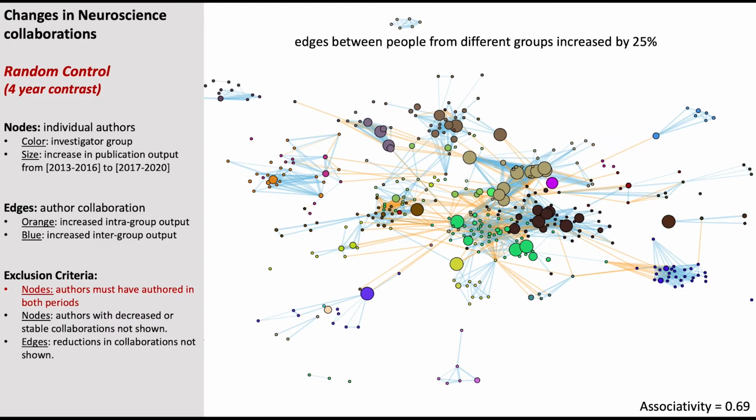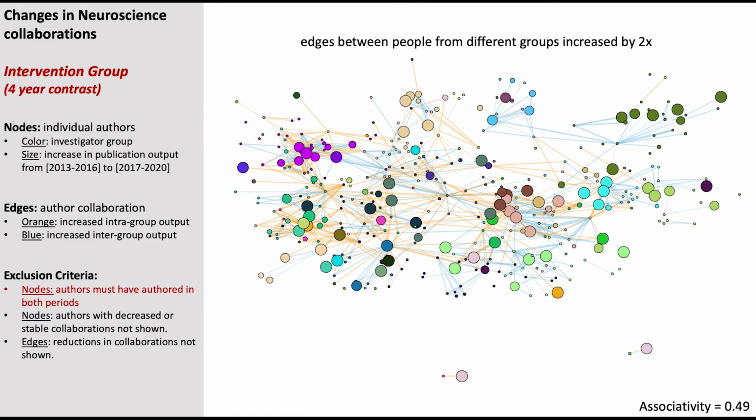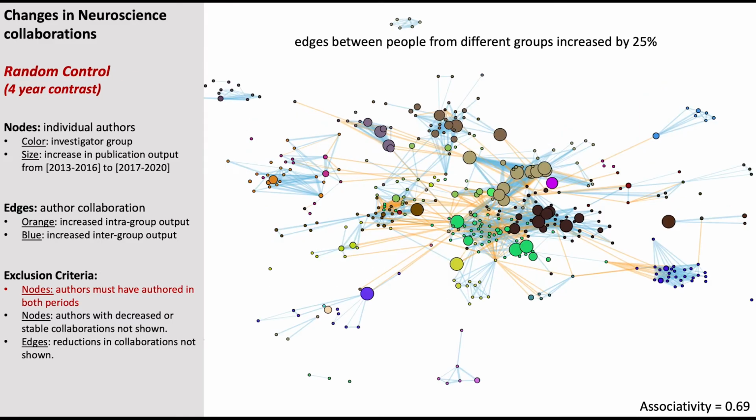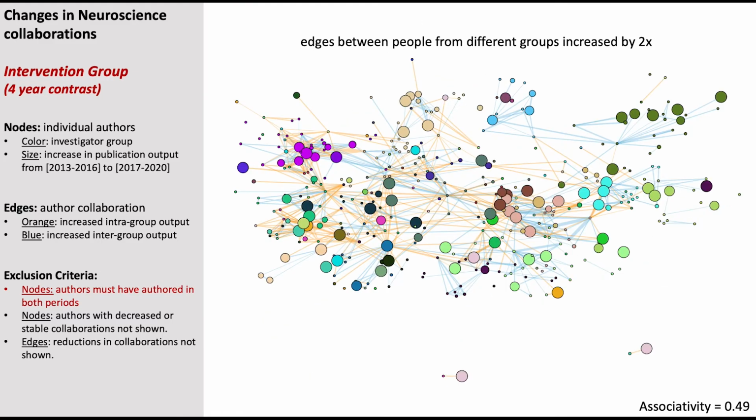Here's the random control. Here's the intervention. It's a world of difference, right? This group, if this were a room of people and you were looking from the top down, because each of those nodes is a person, and I said, which of the two groups, this one or this one, is better integrated, and you were looking top down at them, obviously it's this one, right?